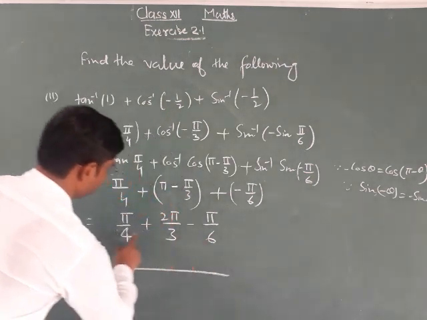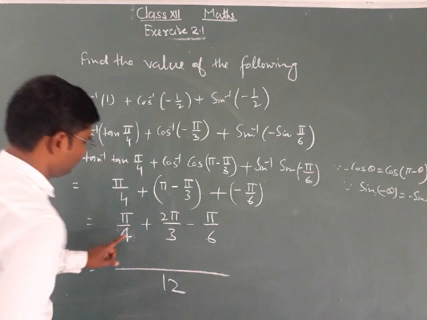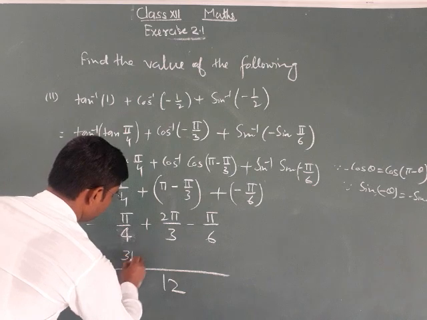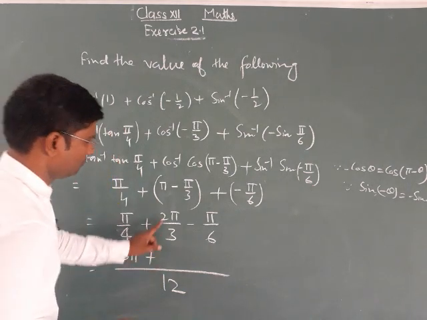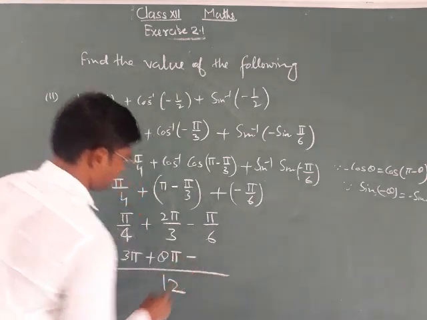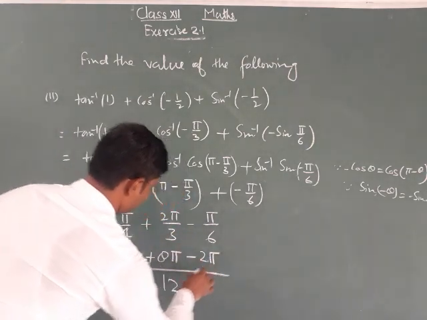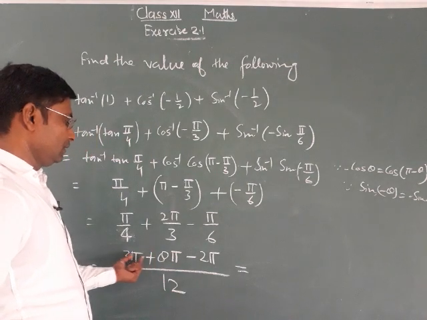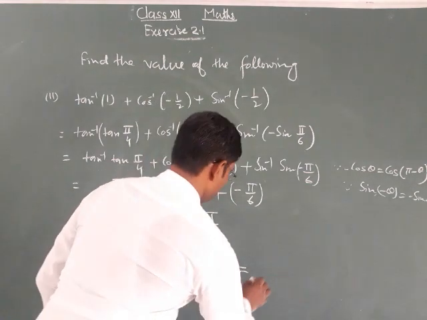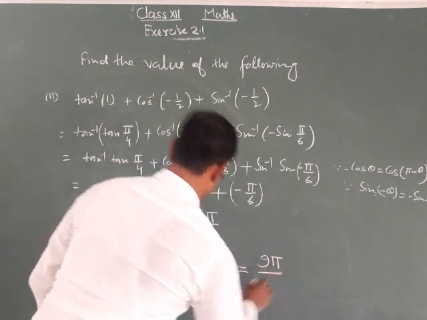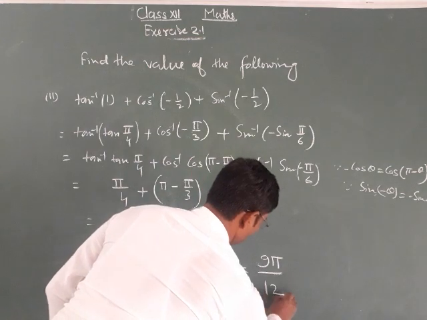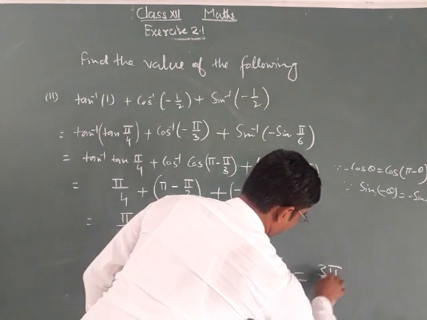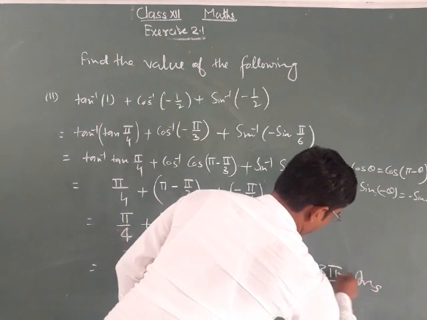Now taking the LCM of 4, 3, 6, we get 12. 4 3s are 12, so 3 pi, and plus 8 pi, minus 2 pi. So 8 pi plus 3 pi is 11 pi, minus 2 pi is 9 pi, 9 pi upon 12. 3 3s are 9, 3 4s are 12, which is equal to 3 pi by 4. This is the answer.